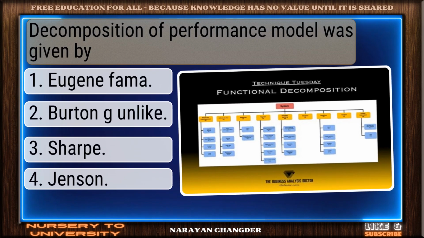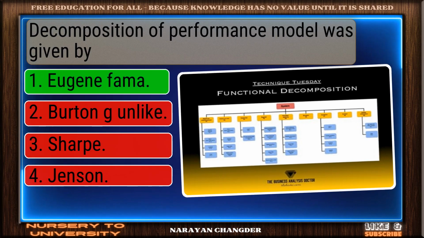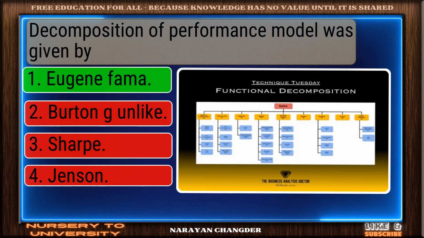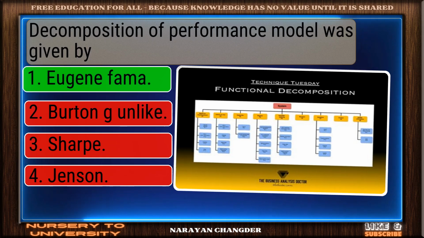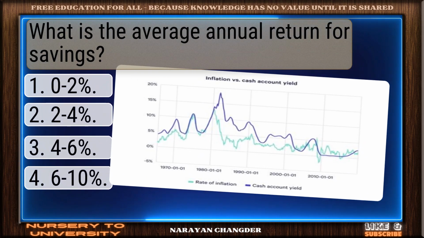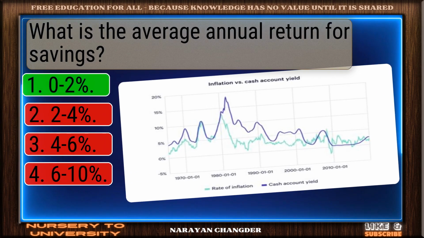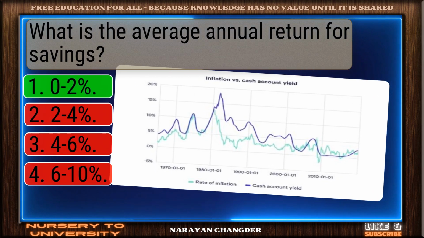Decomposition of performance model was given by. Nice work. You chose Eugene Fama, and it is correct. What is the average annual return for savings? Bravo. 2% is the answer.